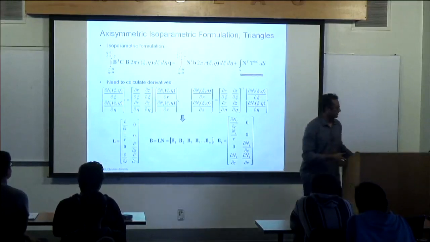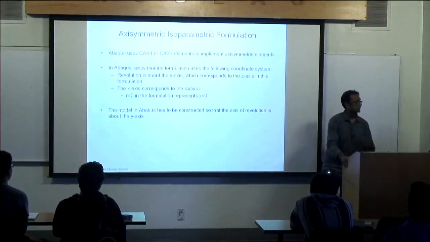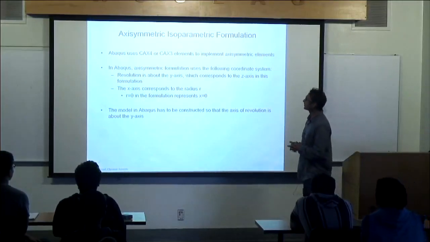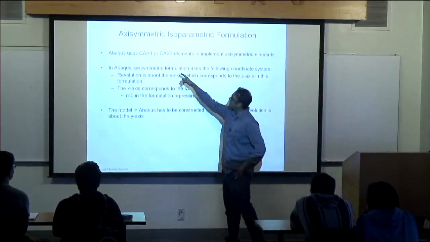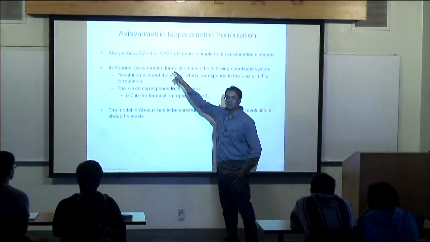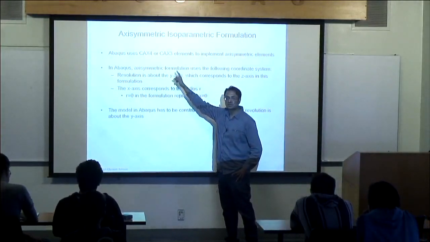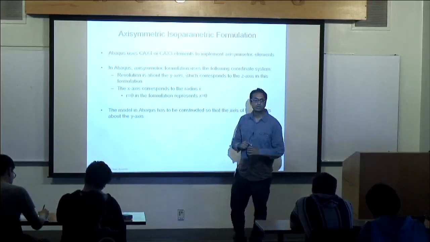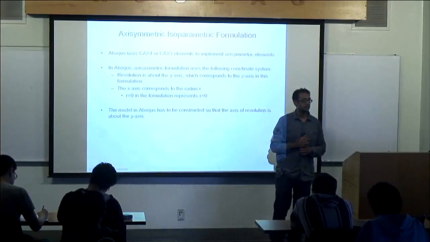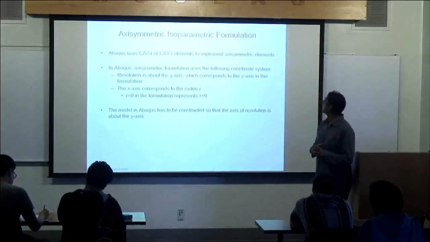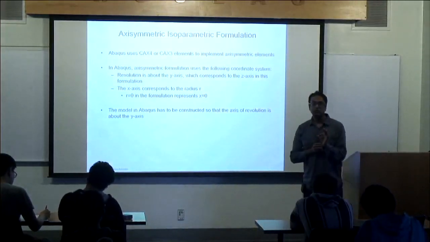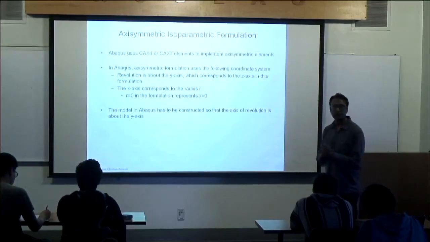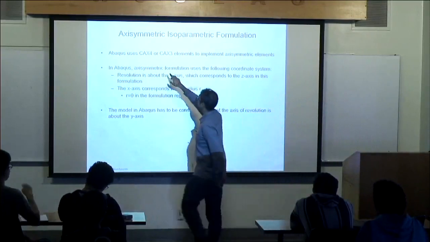Okay, with that said, I do want to describe what Abaqus will be using. In Abaqus, they use CAX4 for the quadrilateral element, CAX8 for the second order quadrilateral element, CAX3 for the triangular element, and CAX6 for the second order triangular element. They also have the ability to do generalized axisymmetric modeling, and for that you add a G in front.